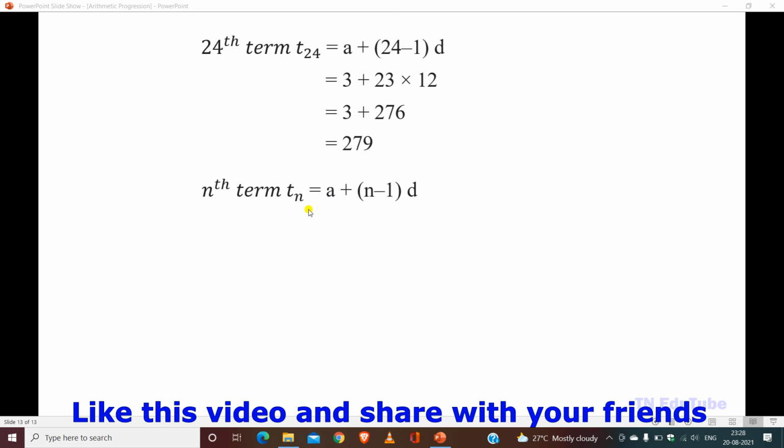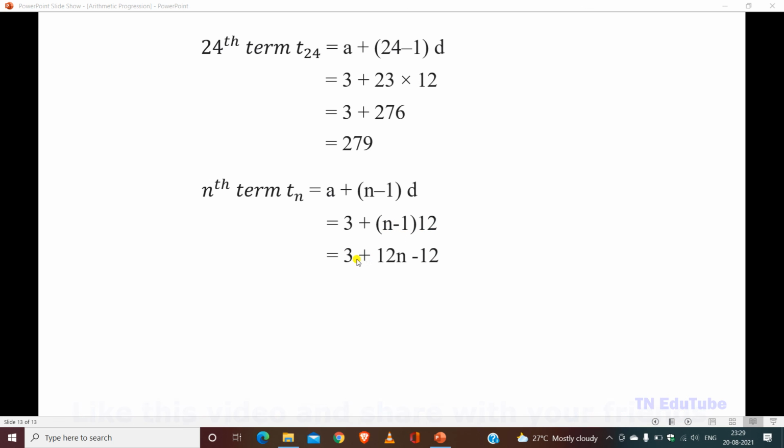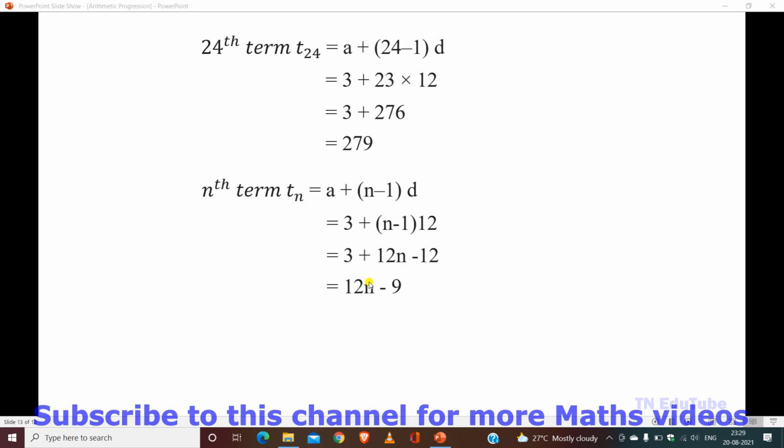Then nth term is you have to substitute the value of A and D. A is 3 and D is 12. So multiply inside with 12. So you get 3 plus 12n minus 12. We can simplify 3 and minus 12. So you get 12n minus 9. Minus 12, you have to subtract 3, so you get minus 9. That is the nth term of the given sequence.